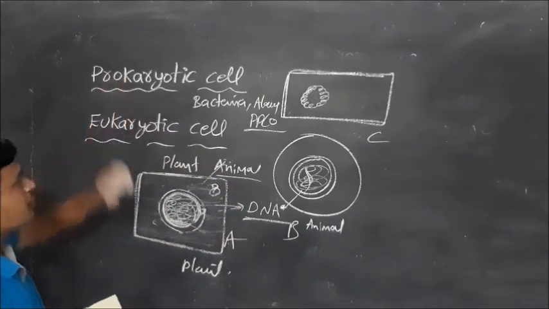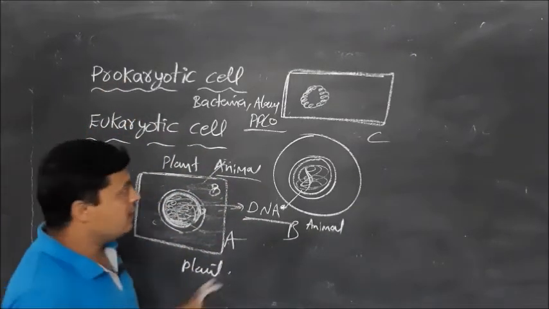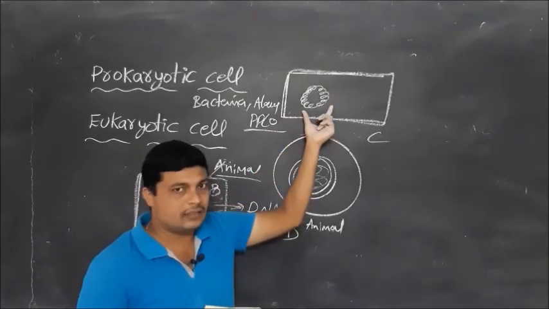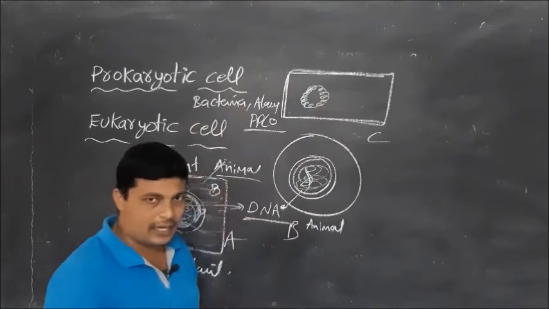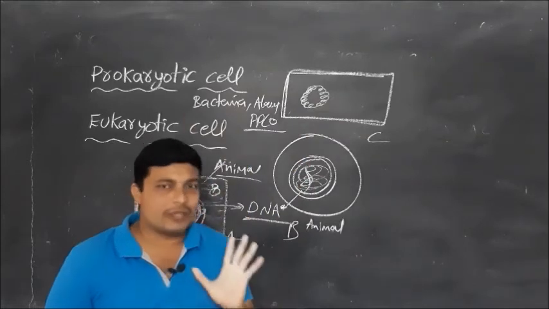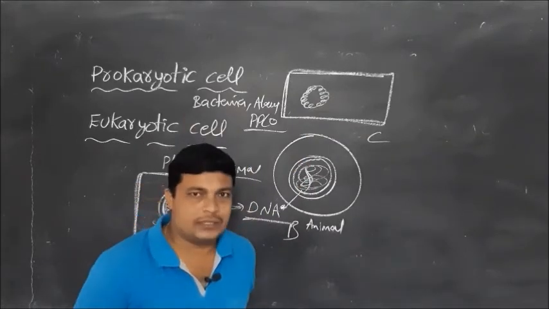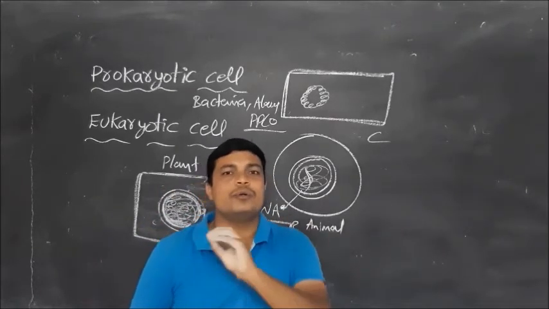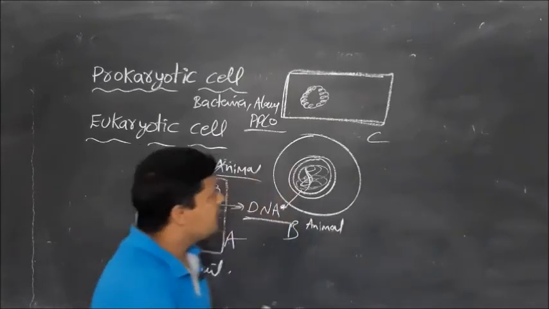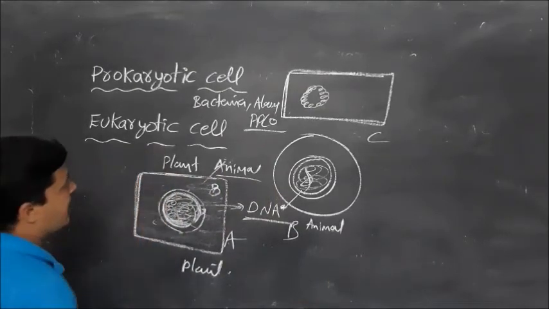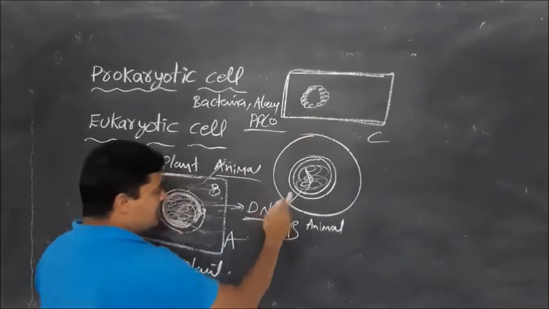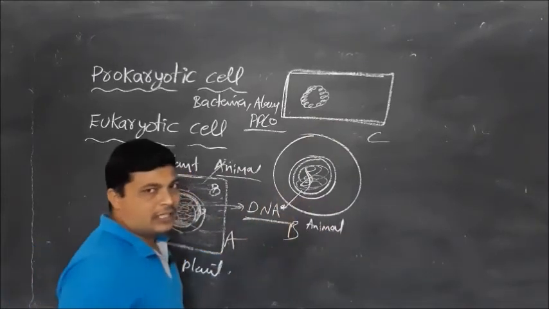But here, what is a prokaryotic cell? A cell without a nuclear membrane is called a prokaryotic cell. Simple definition: nuclear membranes are absent in the prokaryotic cell. What are the other differences between the prokaryotic cell and eukaryotic cell? In the prokaryotic cell, nuclear membranes are absent. In the eukaryotic cell, nuclear membranes are present.